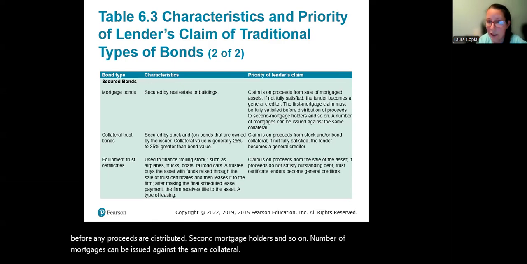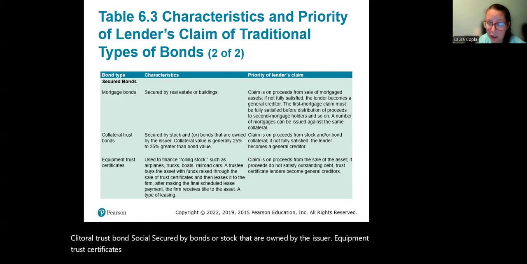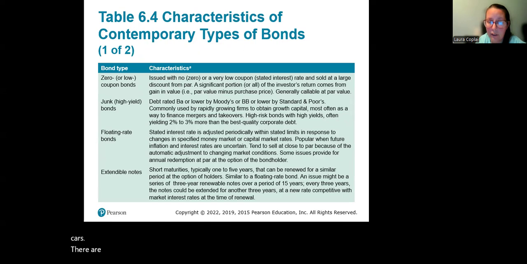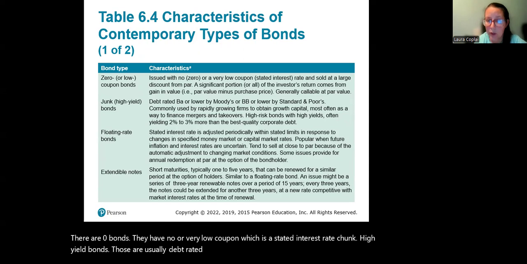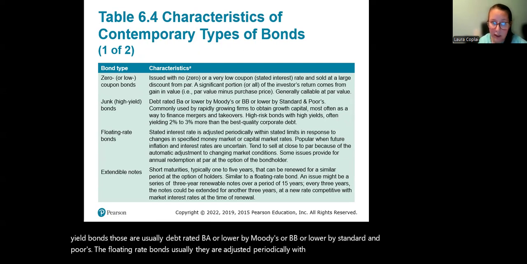Collateral trust bonds are secured by bonds or stock that are owned by the issuer. Equipment trust certificates are used to finance rolling stock like airplanes, trucks, boats, railroads, cars. There are zero bonds. They have no or very low coupon, which is a stated interest rate. Junk or high yield bonds are usually debt rated BA or lower by Moody's or BB or lower by Standard and Poor's. The floating rate bonds are usually adjusted periodically with those interest rates.